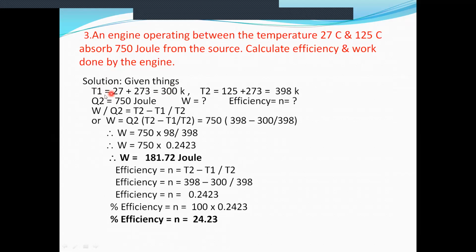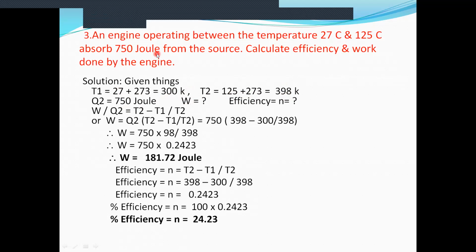What is given? T1 and T2 are given. The engine is operating between the temperatures 27 and 125. That is T1 and this is T2. T1 is given as 27, but it is in degrees centigrade. You have to convert it into degrees Kelvin. So 27 plus 273 is 300 degrees Kelvin. So T1 is 300 Kelvin. T2 is 125 degrees centigrade, but we have to convert it into Kelvin. 125 plus 273 is 398 degrees Kelvin.